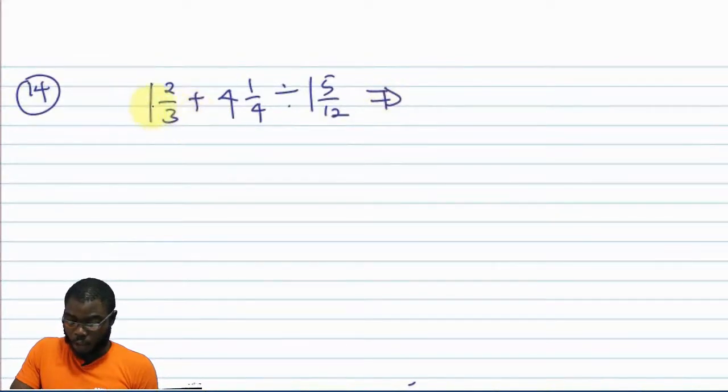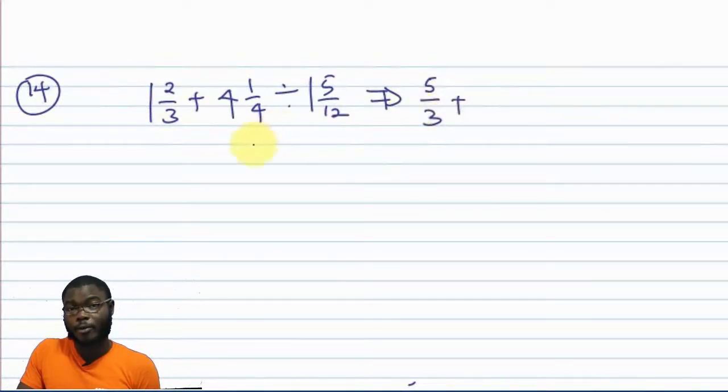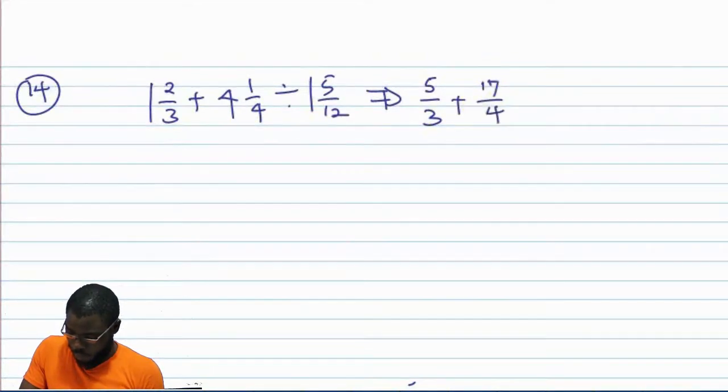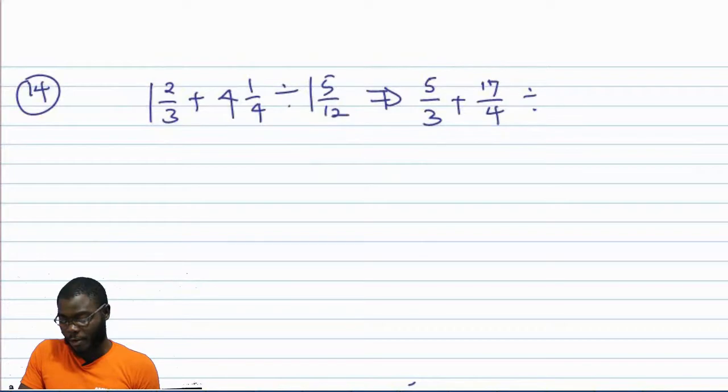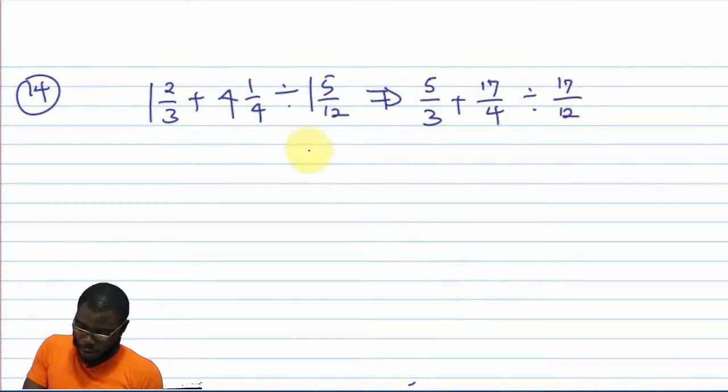So this can be simplified further, just straighten things up. We have 3 times 1, 3 plus 2, 5. So we have 5 over 3 plus 4 times 4, 16, 16 plus 1, 17. We have 17 over 4 divided by 12 times 1, 12 plus 5, 17. So we have 17 over 12.